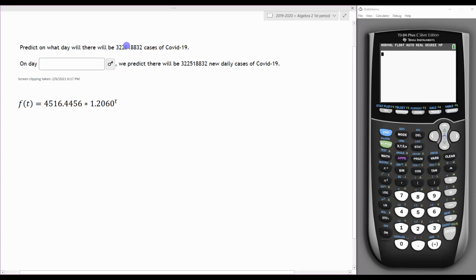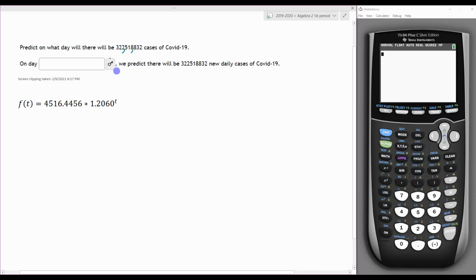Now, MyOpenMath is going to generate a random number for you. So in this case, MyOpenMath generated 322,518,832, and we want to figure out what day approximately this number of cases is going to occur.